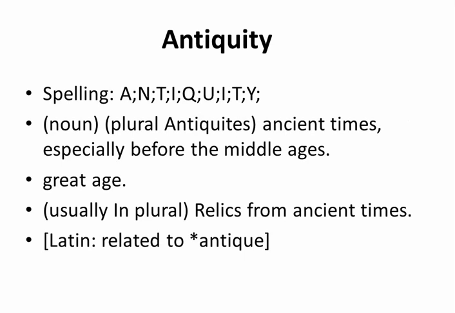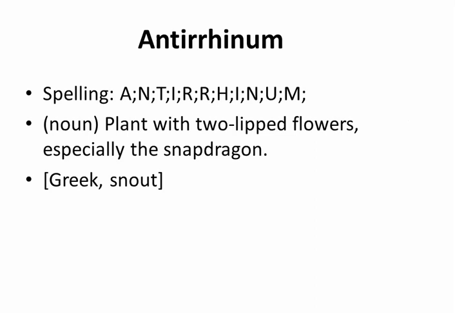Antirrhinum. Spelling: A N T I R R H I N U M. Noun: plant with two-lipped flowers, especially the snapdragon. Greek, snout.